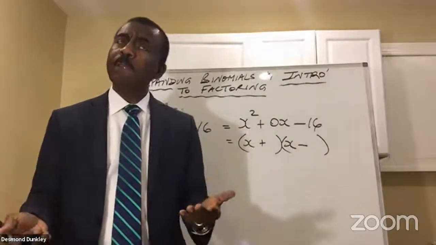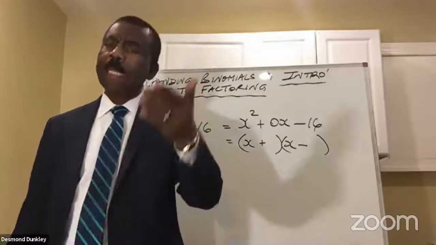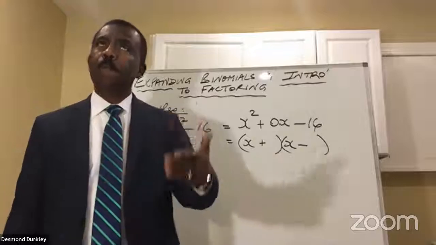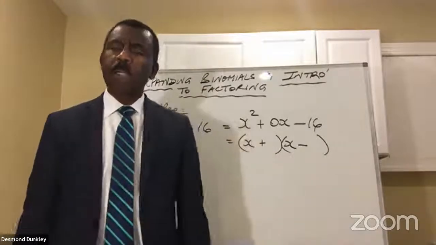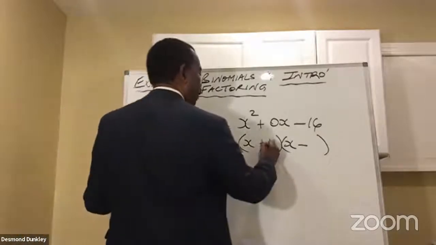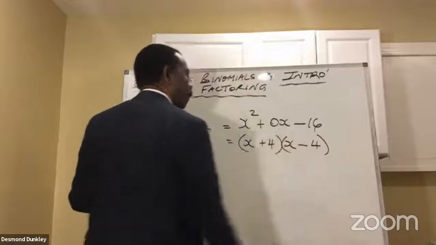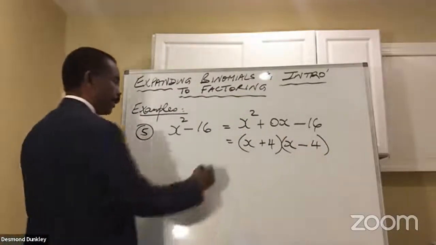What numbers multiply to give us 16? 16 and 1, 8 and 2, 4 and 4. Well, 16 and 1 would not work. 8 and 2 would not work. So the answer has to be 4 and negative 4. Let's check it out. Check.